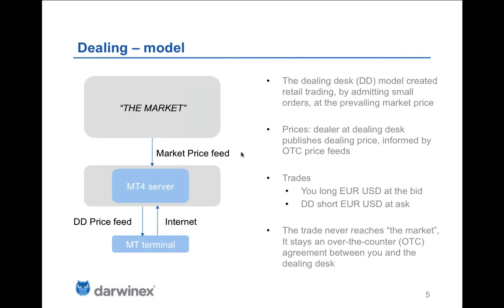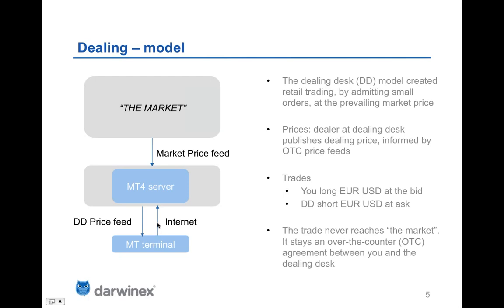On the one hand, you have the so-called market. This would typically be the biggest interbank, the biggest banks in the world exchanging spot foreign exchange with each other. There are electronic aggregators that track at what prices that exchange is taking place, and that's how the market price, so to say, comes about. That is an input for the MT4 dealer to decide which prices to deal at. So whenever you see a price in the MT4, that would be the price that the dealer has decided to stream, as informed by the OTC price feeds.